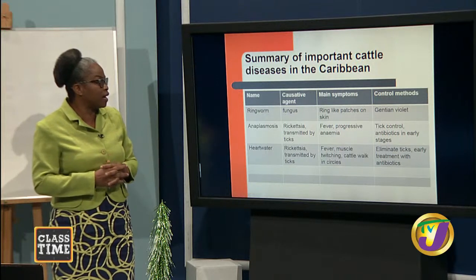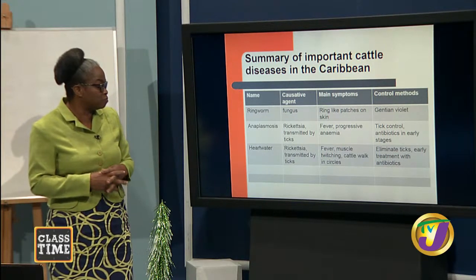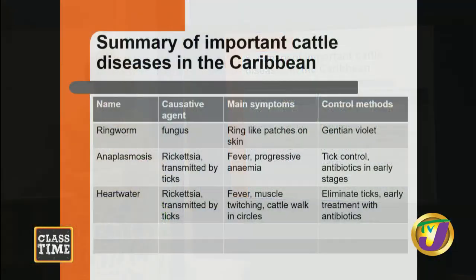We want to continue by looking at some other diseases in our region. The next one is ringworm, and it is caused by a fungus. You're going to be seeing, in terms of symptoms, ring-like patches on the skin, and for control methods, we can use gentian violet. Next disease, which is very important, especially for cattle, is anaplasmosis, caused by rickettsia, and it is transmitted by ticks. What are the symptoms? Fever and progressive anemia. And for control methods, you want to use tick control and antibiotics in the early stage.